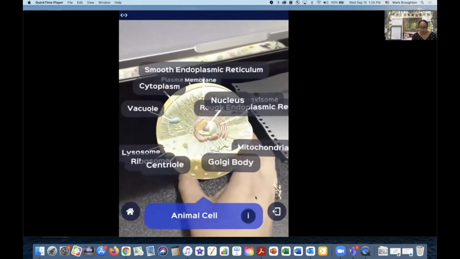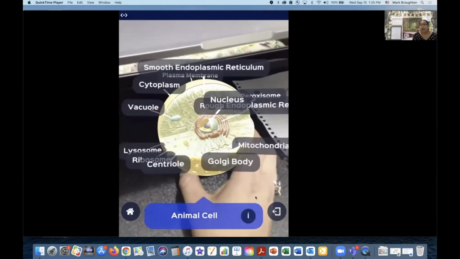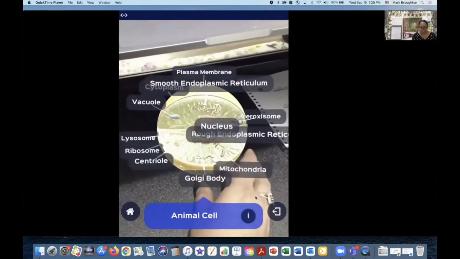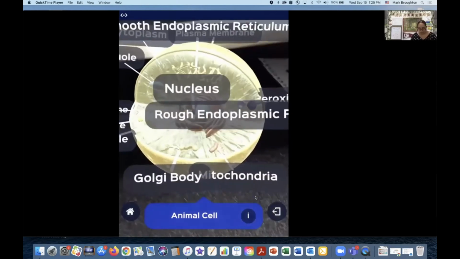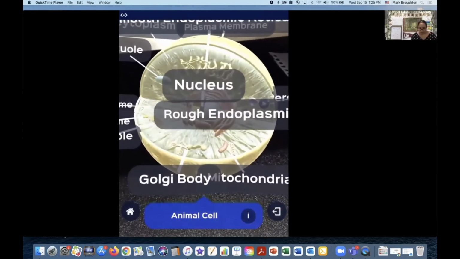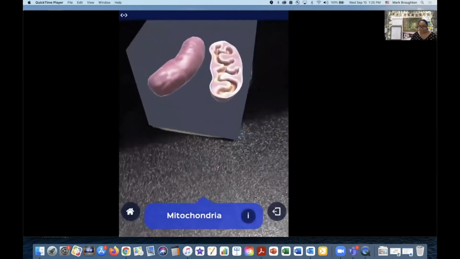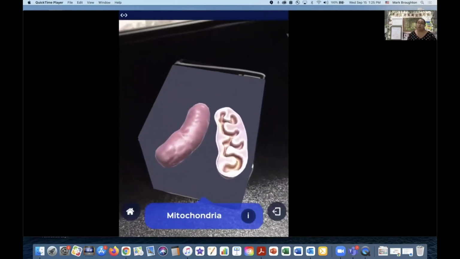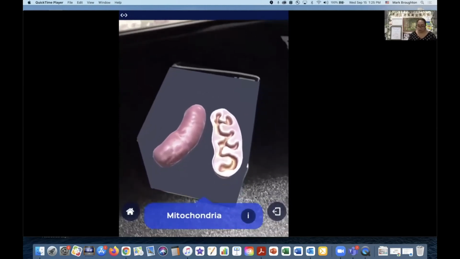The next organelle we're going to take a look at is called the powerhouse of the cell. See if you can find that one here. It's the mitochondria. The mitochondria is probably, for me, one of the easiest ones to remember. It has a distinct look to it, and its job is to convert glucose into a usable form of energy.